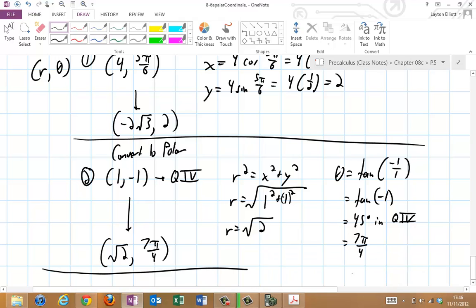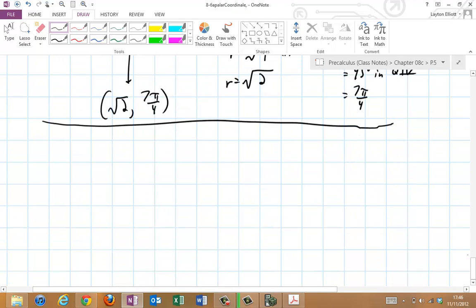Another application of this is the more difficult one, equation conversion. So I'm actually going to have you graph one of these things. Graph r is equal to 2 times the sine of theta, and tell me the shape.